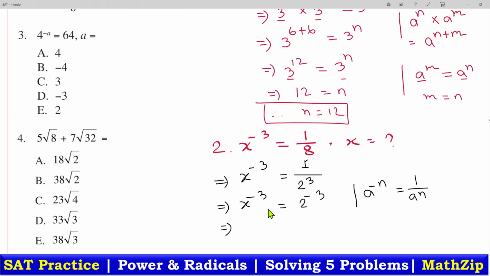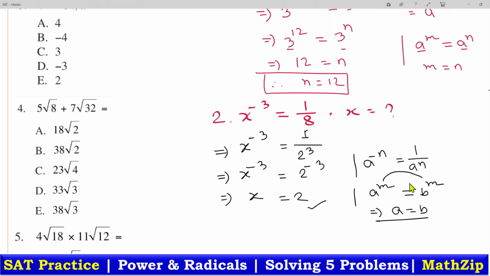Now look, here the powers are equal, which is minus 3 and minus 3. So we can write x equals 2. It means a to the power m and b to the power m: once the bases are the same, the powers will be equal. Similarly, once the powers are the same, the bases will be equal, which means a equals b. So our answer is x equals 2. Very simple.